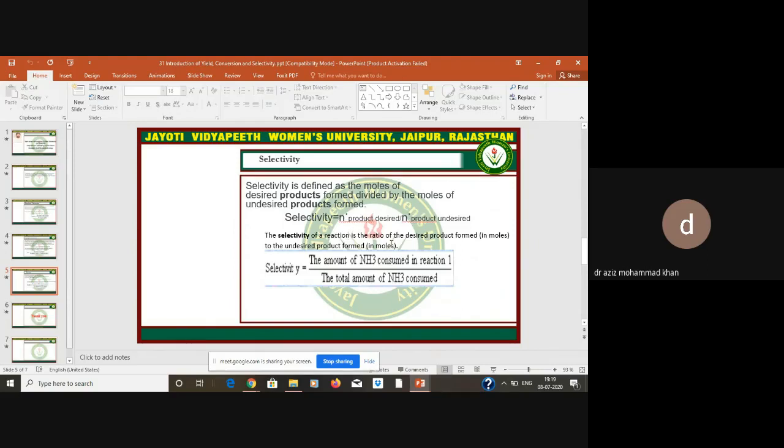Selectivity of a reaction is the ratio of desired product formed in moles to the undesired products formed. The formula, using the NH3 example, is the amount of NH3 consumed in a reaction divided by the total amount of NH3 consumed.